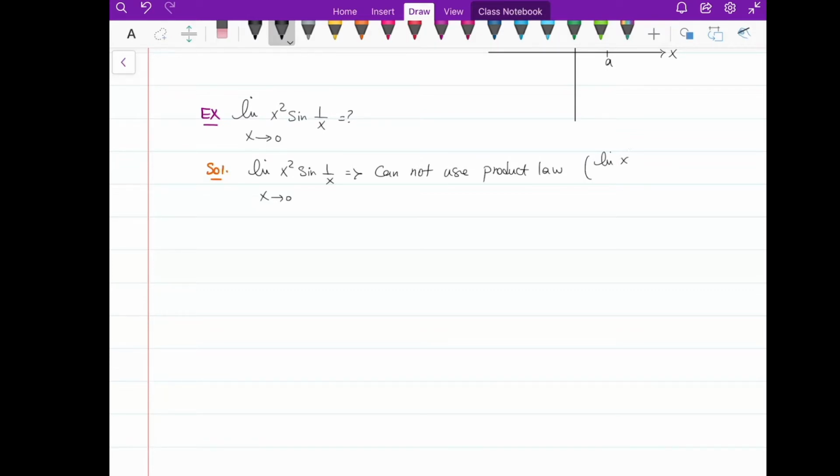Because as you see, the limit of x squared when x goes to 0 is equal to 0, and the limit of sine of 1 over x as x goes to 0, what is this limit? I get sine of 1 over 0. I explained in the other video that when we have a number over 0, this limit does not exist. So it does not exist. And that's the problem, because I cannot use the product law. For the product law, the limit of two functions that are multiplying each other, the limit of both of them should exist. But in this case, the limit of this one does not exist. So that's why I cannot use the product law. So let me use the Squeeze theorem.